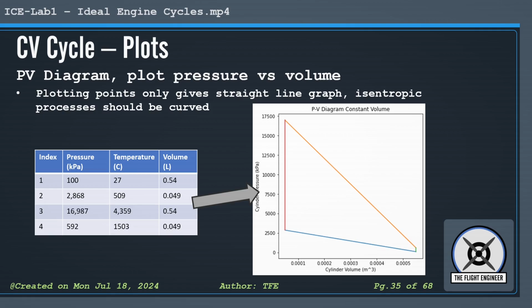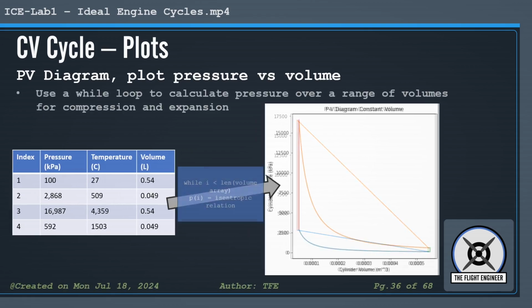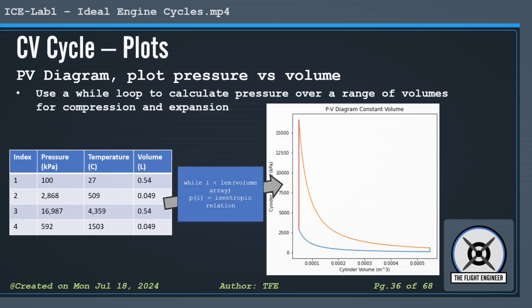This is easy to fix, however, with Python. I won't go over the code as the script already does this automatically, but from a high level, you just generate many points of volume between top and bottom dead center and calculate the pressure at each one of these points using a while loop. You can then plot compression and expansion strokes using these data arrays as opposed to single coordinate points. At this stage, this really only serves to make our graph prettier, but in more complex analysis, we may actually use the area enclosed by the graph to calculate work output. In that case, it's critical that these curved lines are well defined.